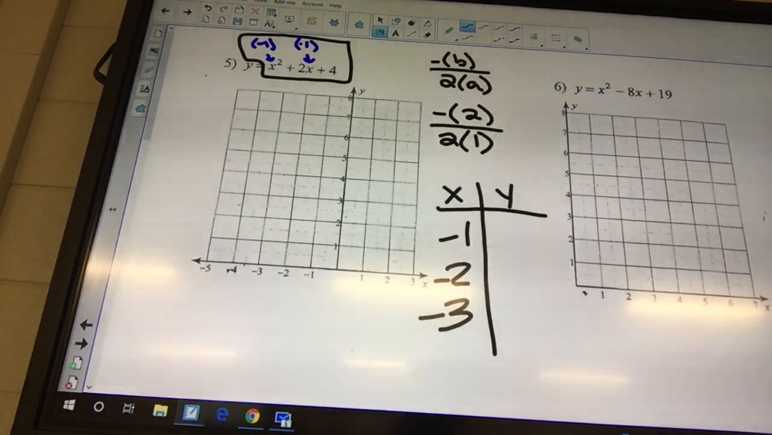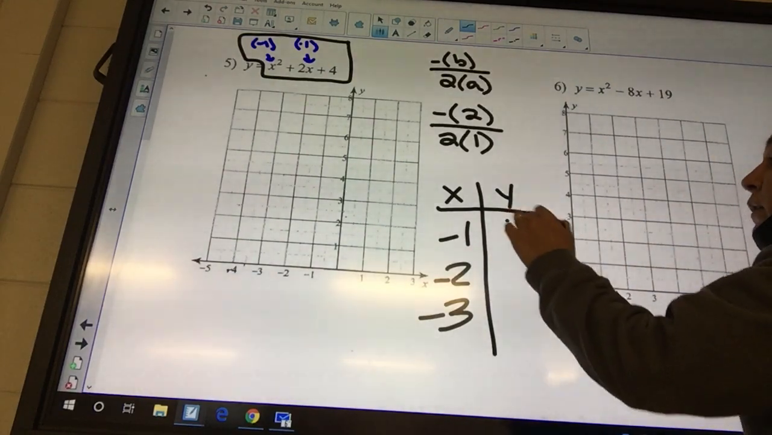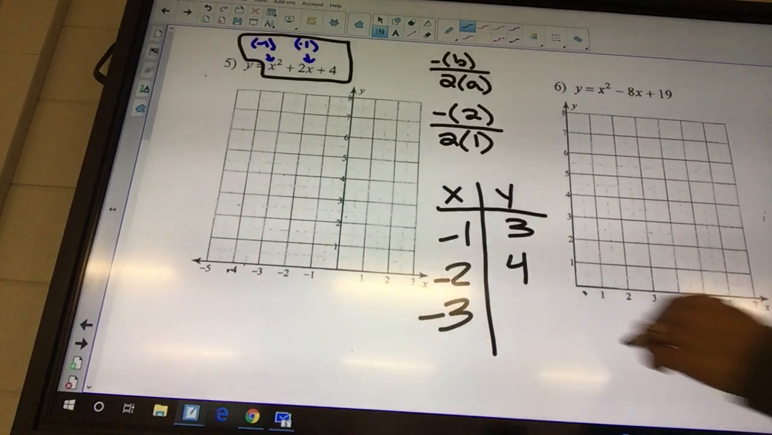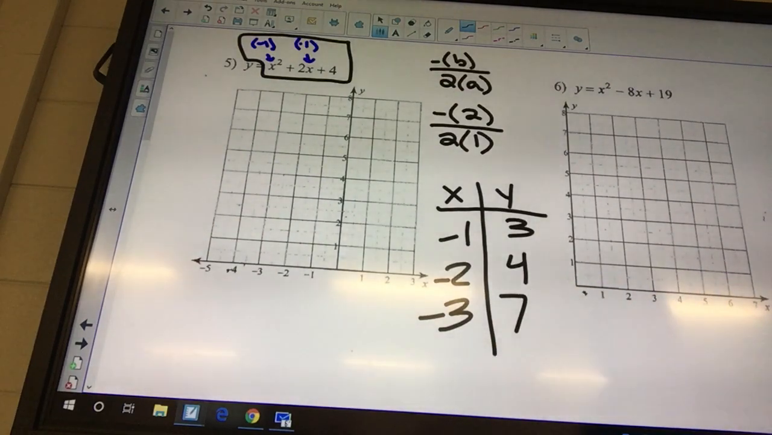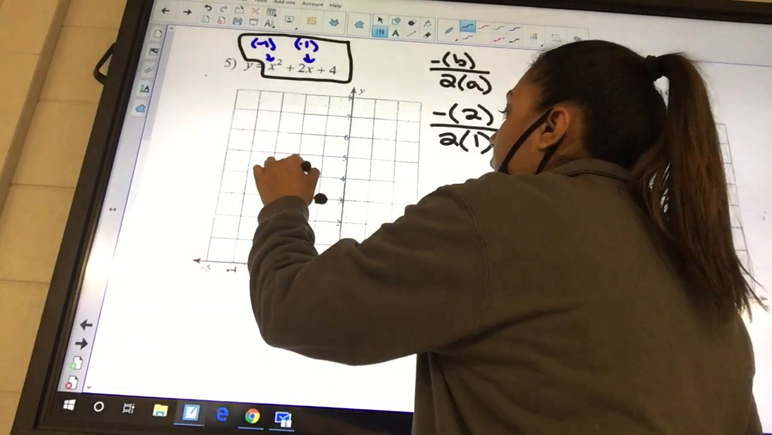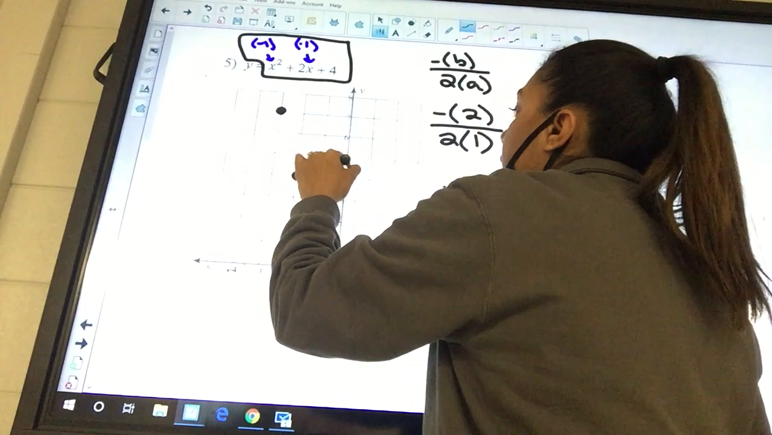Okay, what did you get for negative 1? 3. Somebody agree? Yeah. Negative 2, 4. Negative 3, 7. So go to negative 1, 3. Negative 2, 4. Negative 3, 7.